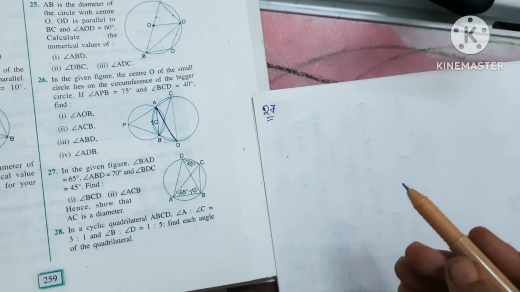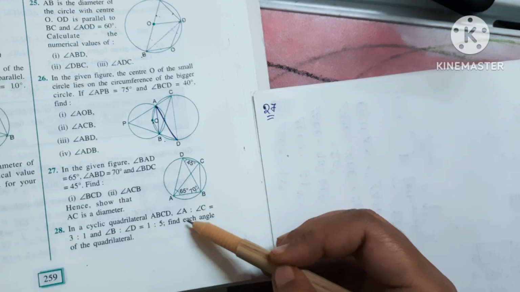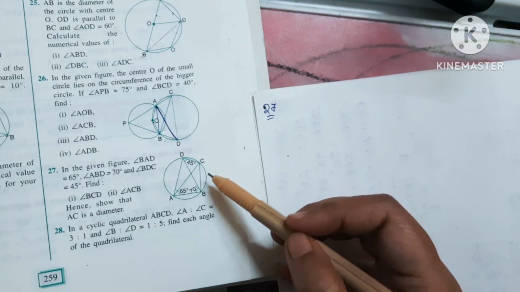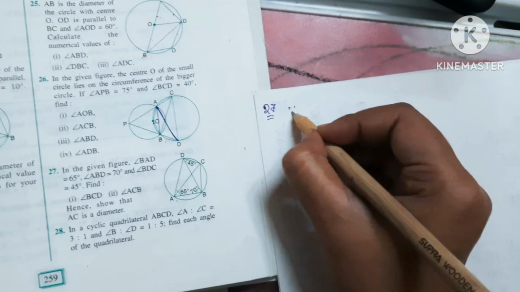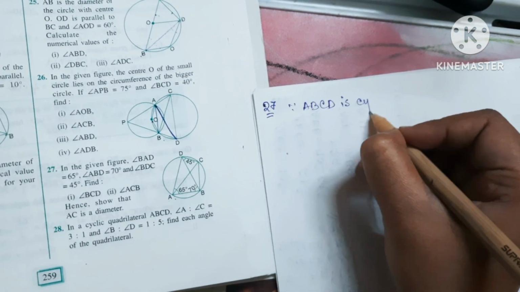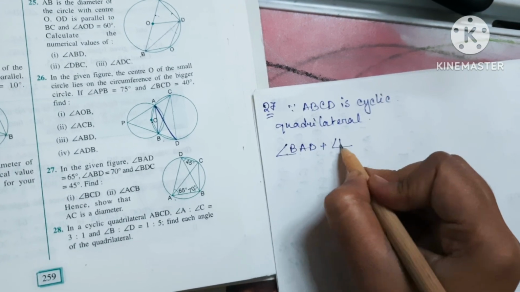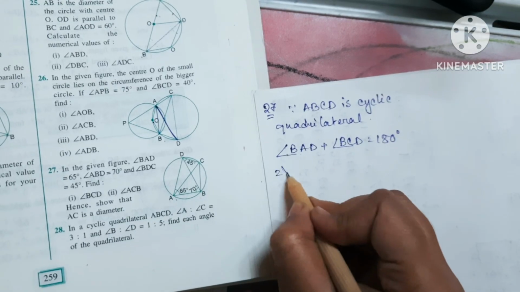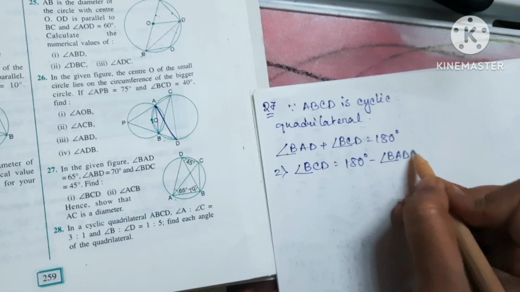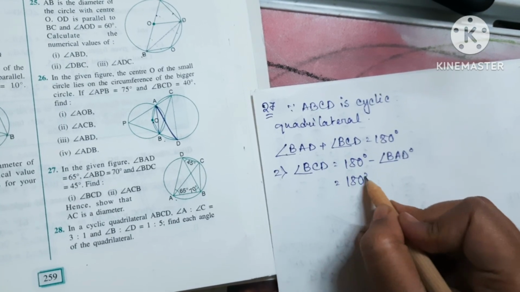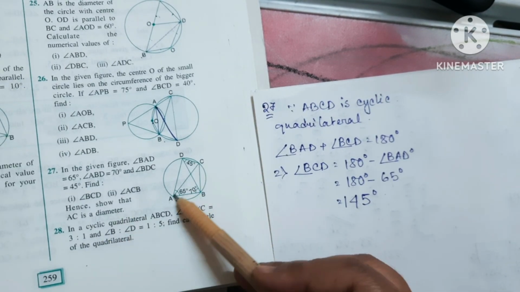See, in case of question number 27, BAD is given to you, that is 65 degrees, and BCD you have to find out. See, ABCD is a cyclic quadrilateral, so angle BAD plus angle BCD is 180 degrees, right? So angle BCD is 180 degrees minus BAD. Now BAD is given to you, that is 65. So 180 minus 65, so 145 degrees. BCD is 145. Now ACB you have to find out.